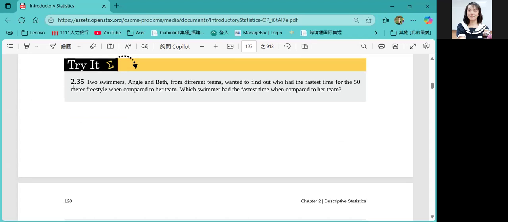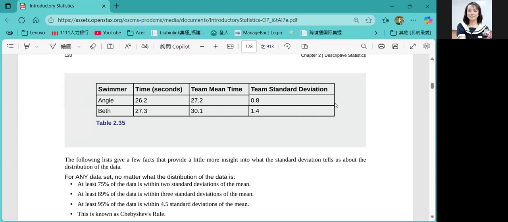Okay, so this time it's your turn. Two swimmers, Angie and Beth, from different teams, want to find out who had the fastest time for the 50 meters freestyle when compared to their team. Which swimmer had the fastest time when compared to her team? Let's do this one. Always remember to standardize if you have different means and different standard deviations. Okay, I will leave some time for you.